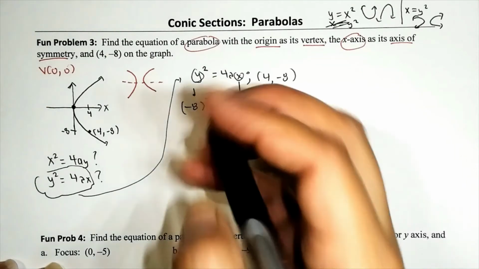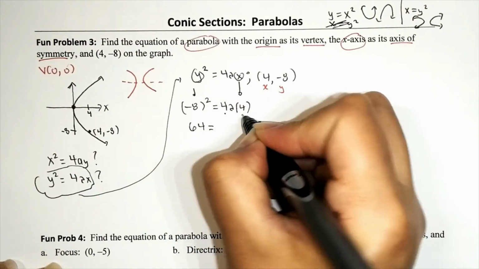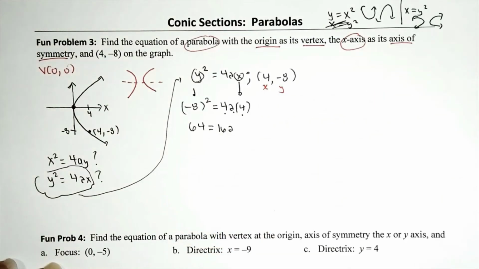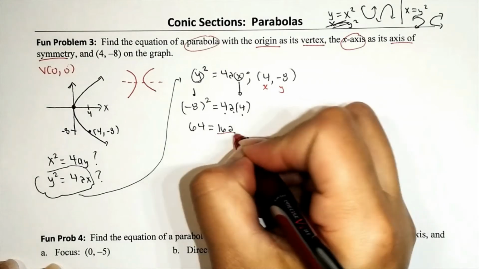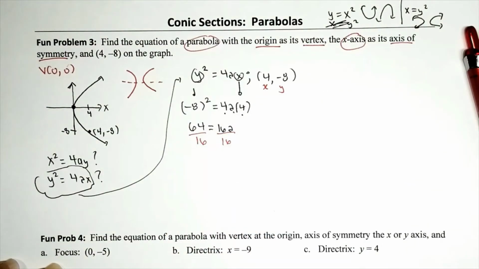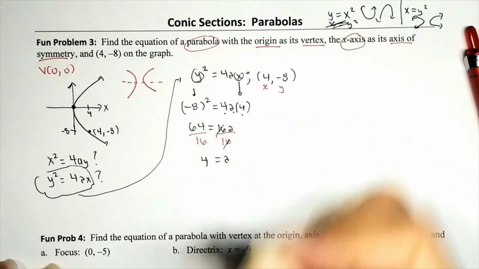The square of -8 is 64, and that should equal the product of 4 and 4, which gives us 16, times a, which gives us 16a. We take our time to get rid of the times 16. Let's go ahead and divide both sides by 16. Who has a calculator? I believe the quotient is 4. If it's not, then I'll update the video later.